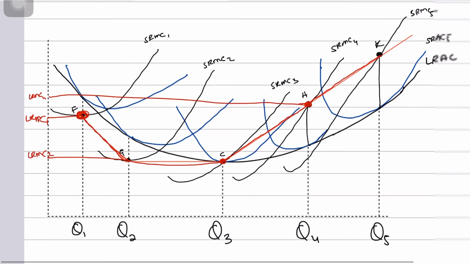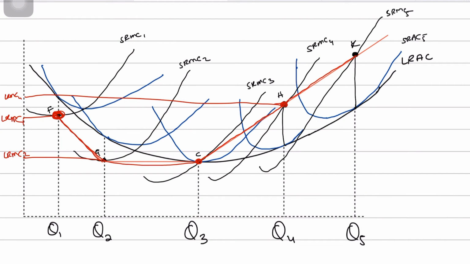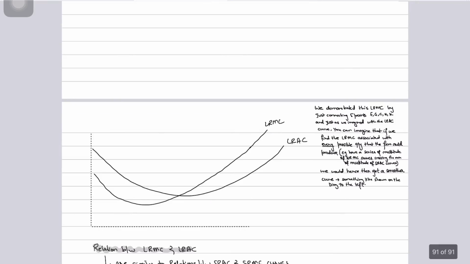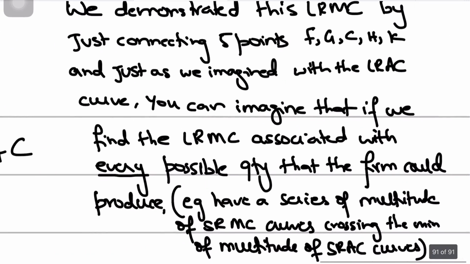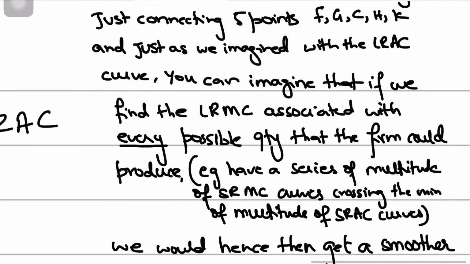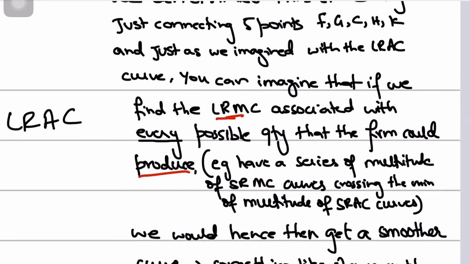So on the vertical axis we're measuring the value of your long run marginal cost, right? Having said that, what I just said was that if you imagine finding the long run marginal cost which is associated with every possible quantity that the firm could produce over the years.